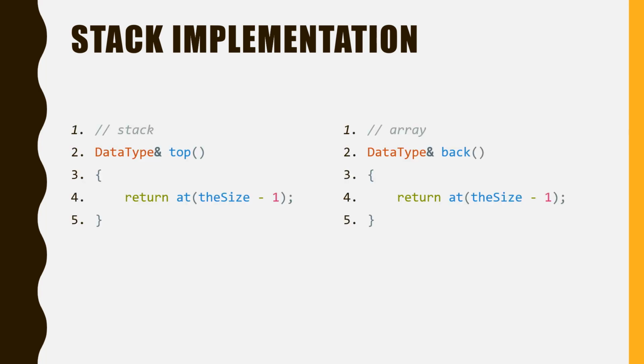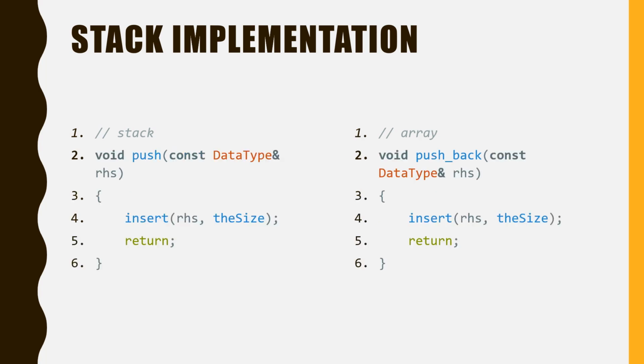The top operation for stack returns the data element that is the most recently added. In this case, the data element should locate at the last position of the array. And we can implement the top operation in the same way as the back operation in vector, where both of them return the last data element in the array.